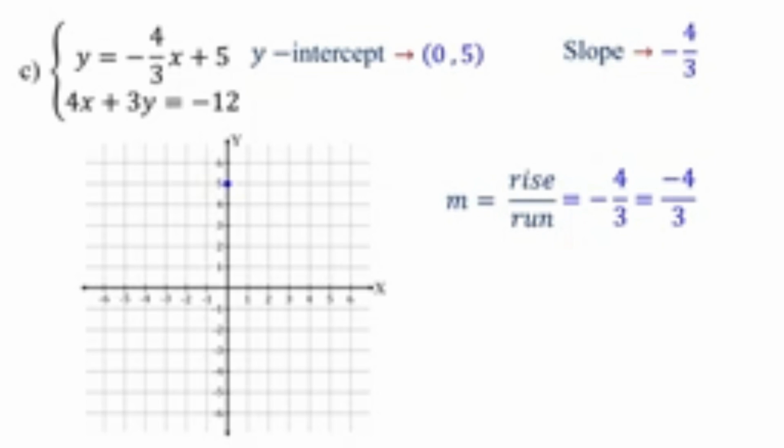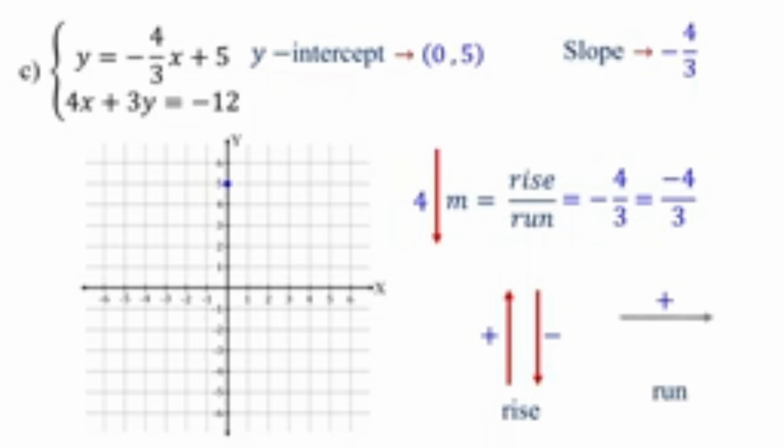The key concept to remember is that when the rise is positive, we move up, and when it is negative, we move down. In this case, since the rise is -4, we move 4 units down. Similarly, when the run is positive, we go to the right, and when it is negative, we go to the left. In this case, the run is +3, so we go 3 units to the right.